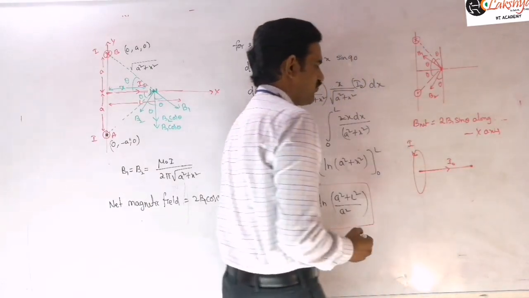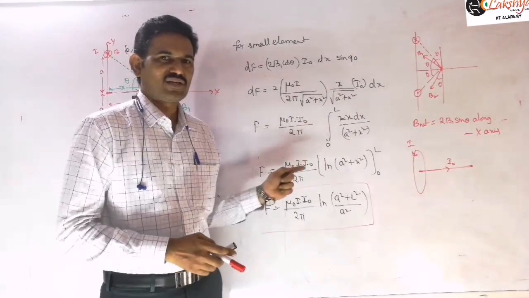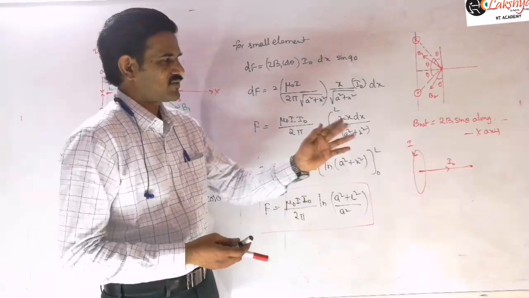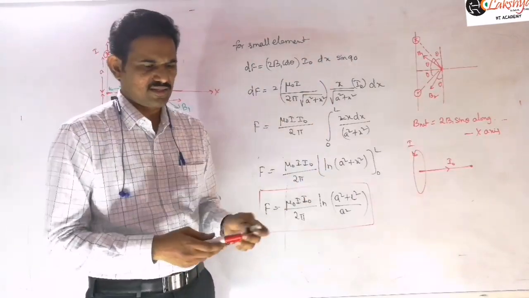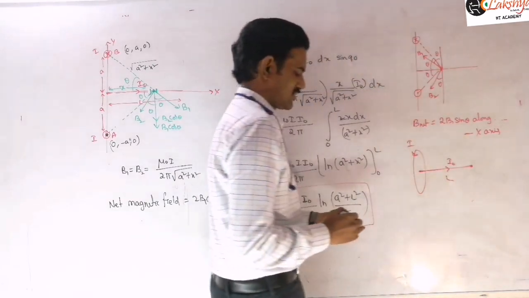Now they will ask what is the force acting. That wire is placed along this axis of this ring. The wire is placed along the axis of the ring, starting from this origin to some length, let us consider it as some L. Then what is the force acting on this conductor, they will ask.